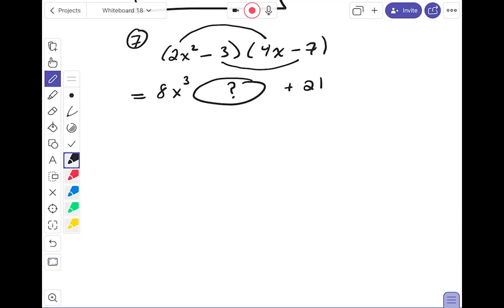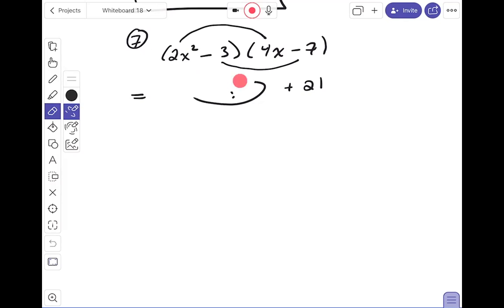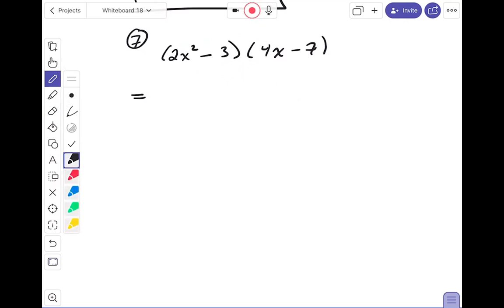All right, let me erase that. I just wrote those down, but bottom line is I want to go through the work. I'm going to make some erasures, but I want to convince you the first and last term are going to be really easy. It's the middle guy people struggle with. Let's go through it. Again, distributive property of multiplication. 2x squared times 4x is 8x cubed. 2x squared times minus 7 is minus 14x squared. Minus 3 times 4x is minus 12x. And minus 3 times minus 7 is plus 21.